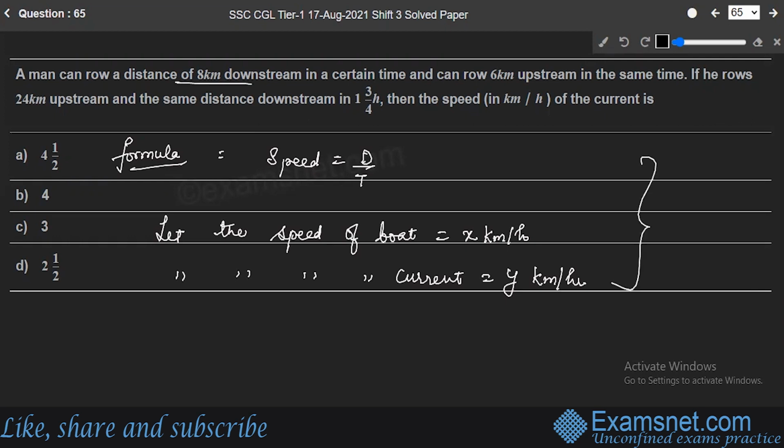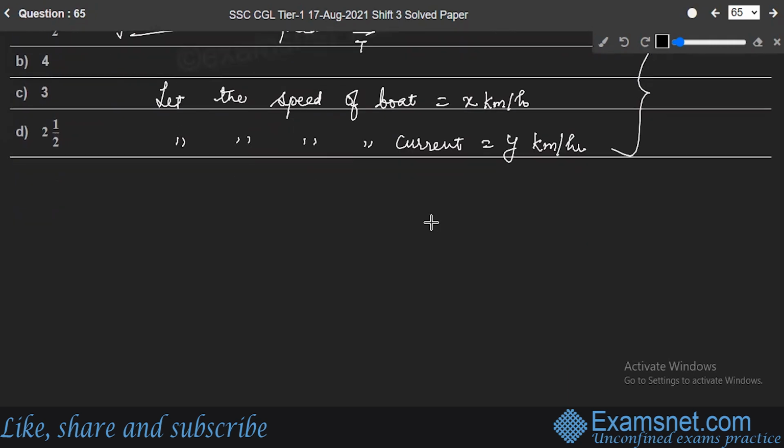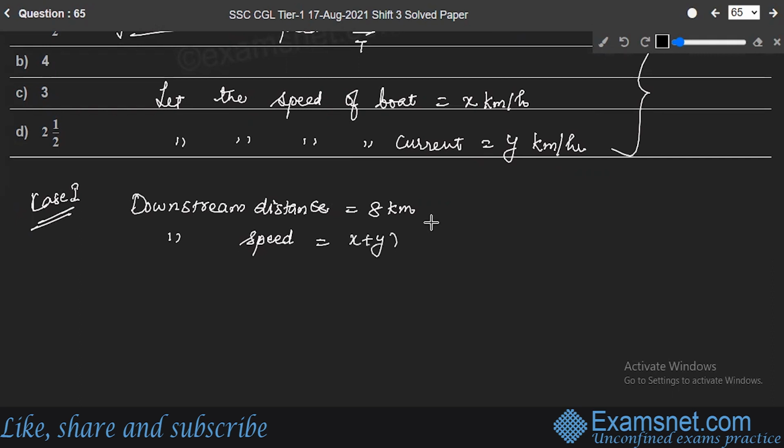We'll start with the sum. We'll pick up the first part. A man can row a distance of 8 kilometers downstream in a certain time and can row 6 kilometers upstream in the same time. So that means what is constant in both the cases? Time is constant, same in both the cases. I'll pick up the first one. So in case one, downstream distance is 8 kilometers, right? So what is the speed downstream? Of course, if they are moving downstream, the speed will be added. So it will be x plus y kilometers per hour.